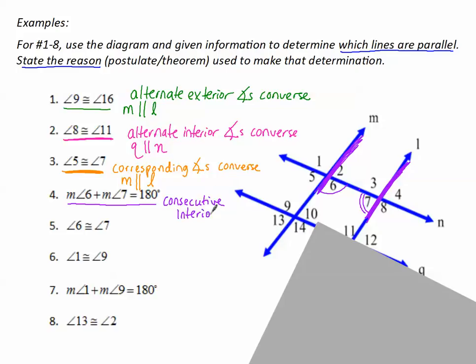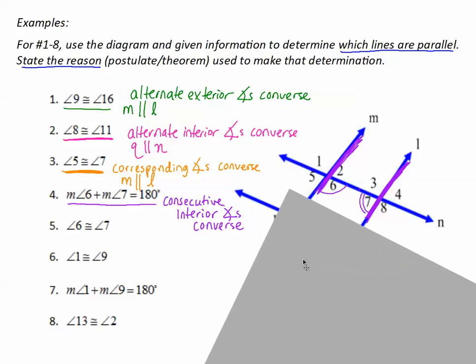Now, what do we know about consecutive interior angles? When we have parallel lines, they're supposed to be supplementary, add up to 180. And they told us that they add up to 180. Therefore, according to the consecutive interior angles converse, I do have parallel lines. Which ones are parallel? M and L. Those two that look parallel in my picture.